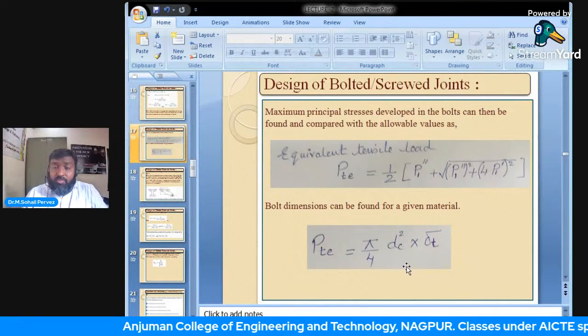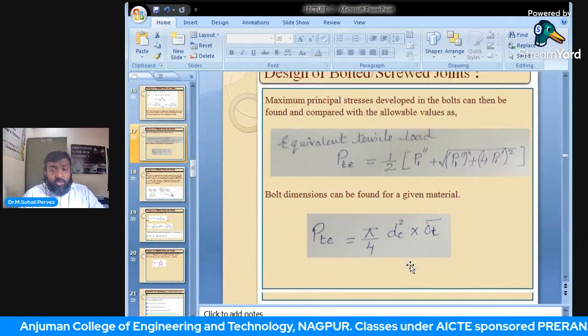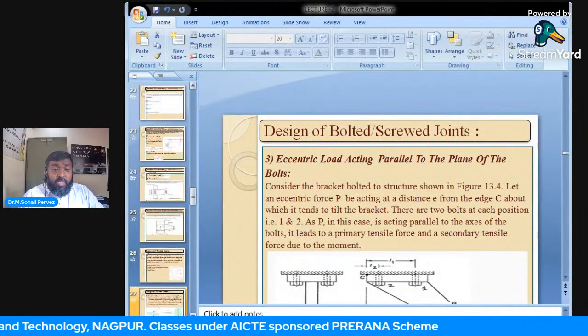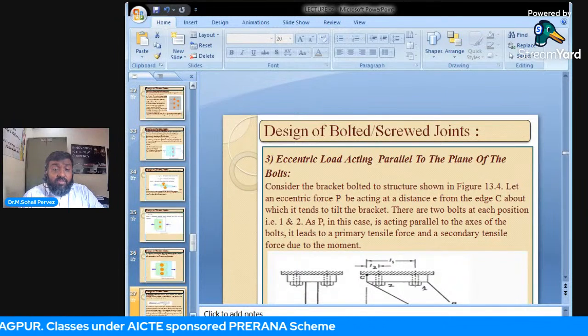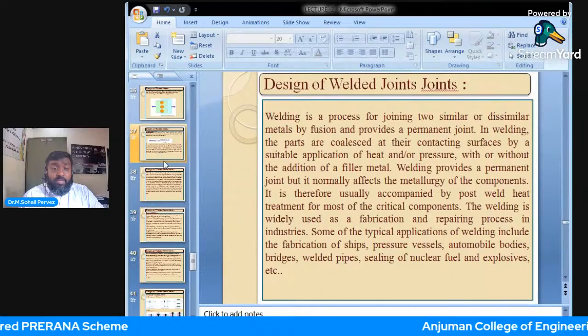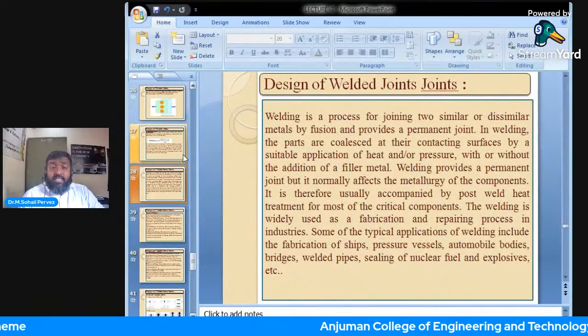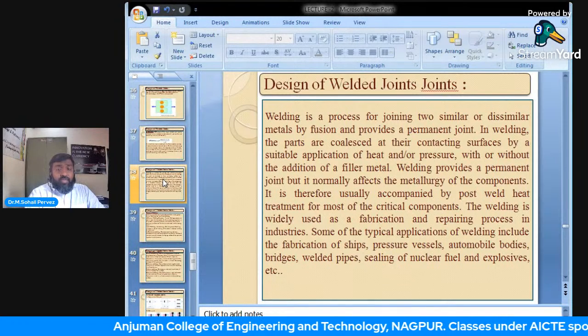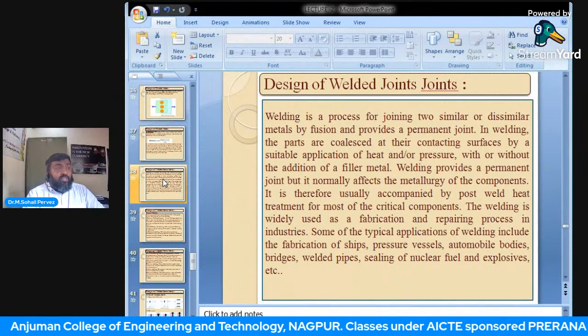Okay, so I hope again and again, because two times I have repeated, sometimes students may ask this question: sir, you haven't given any example. I'll definitely be sharing some examples in the next lecture regarding the riveted and welded. Now the last one is welded.